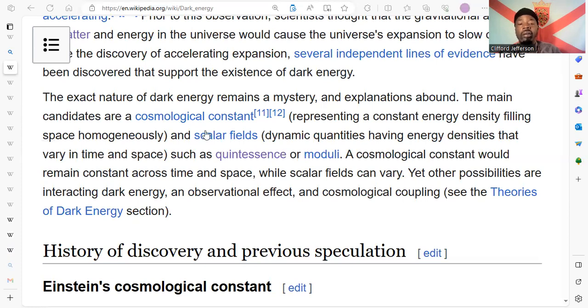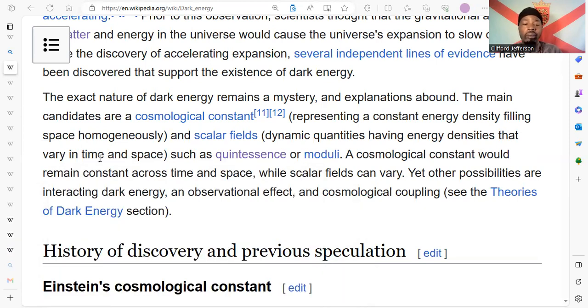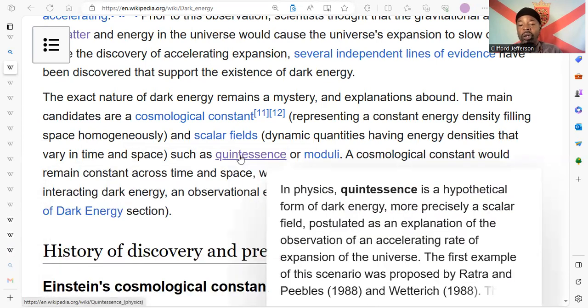The exact nature of dark energy remains a mystery. The main candidates are a cosmological constant, representing a constant energy density filling space homogeneously, and a scalar field: dynamic quantities with energy density that vary in time and space, such as quintessence, or moduli, i.e., ether, dark matter, or what they call the fifth element.